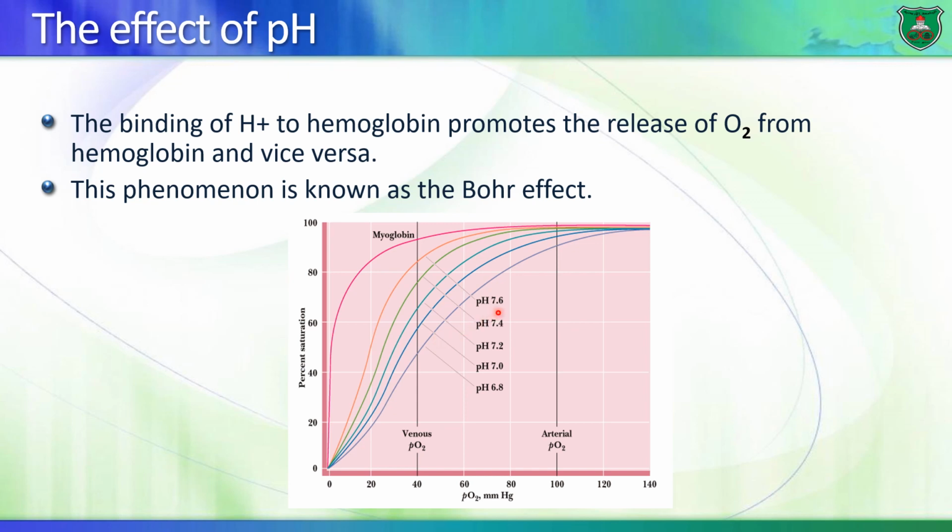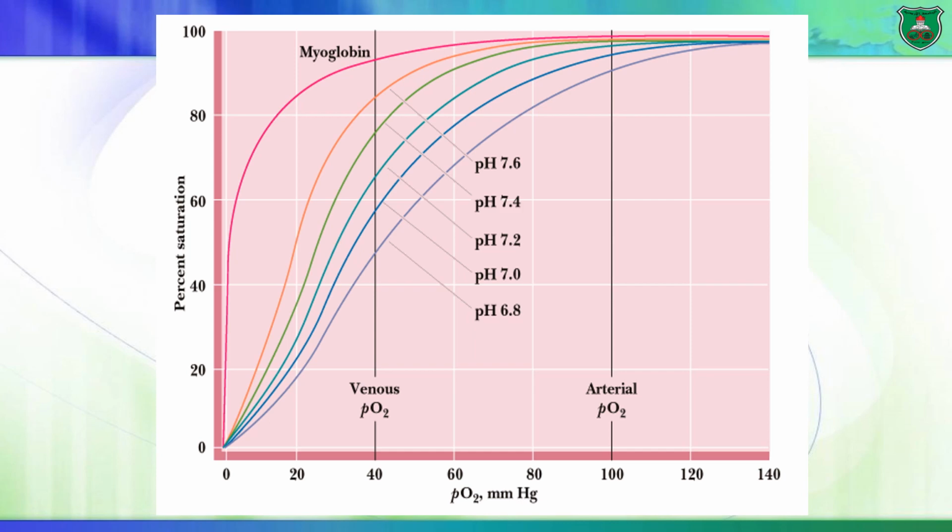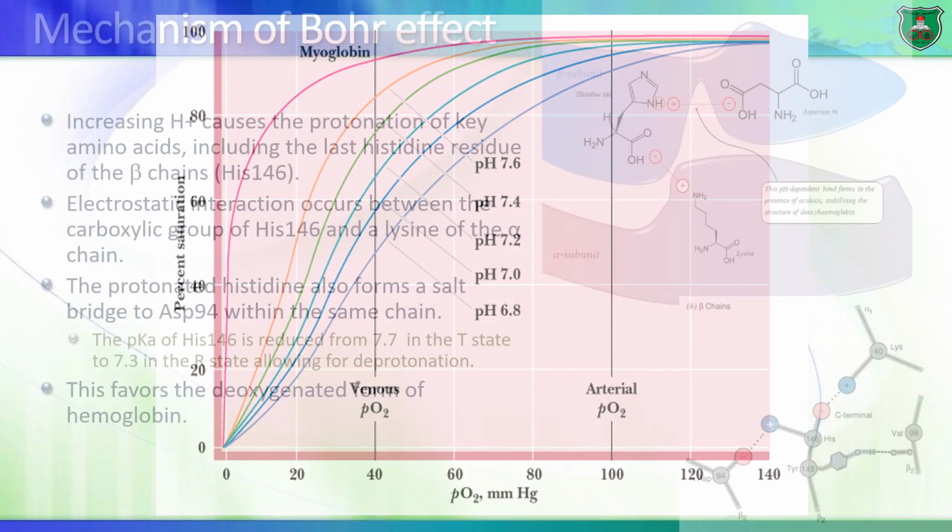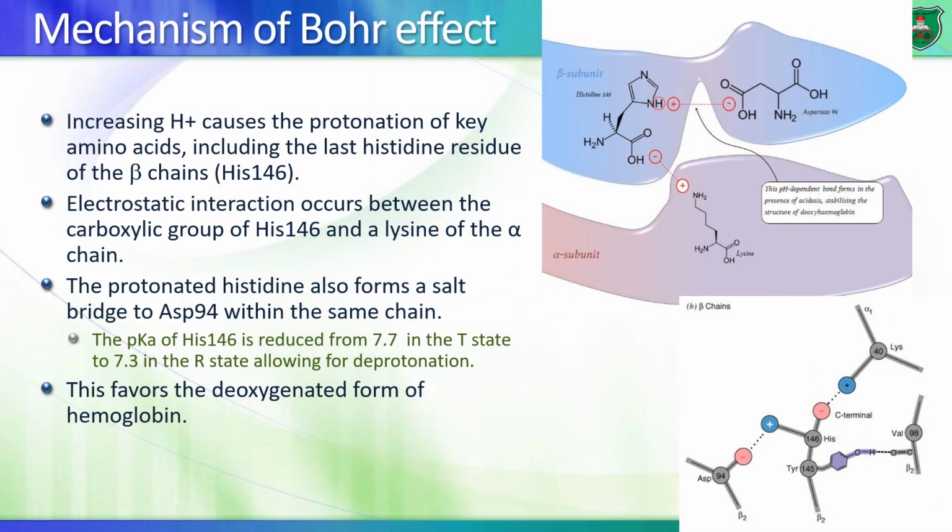Similarly, if you increase pH, that is, if you lower the concentration of protons, affinity increases. And this is known as the Bohr effect. That's after a scientist known as Bohr. So the effect of pH on oxygen affinity in hemoglobin is known as the Bohr effect. Same thing here. So what do protons do exactly?